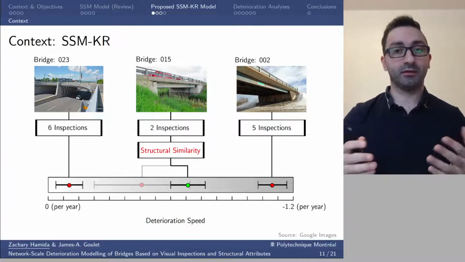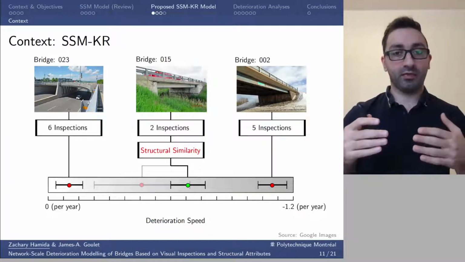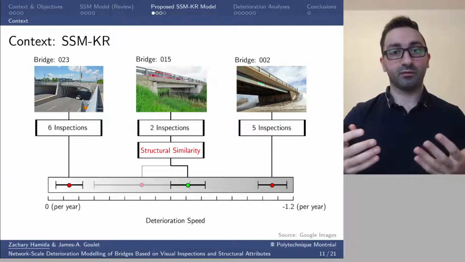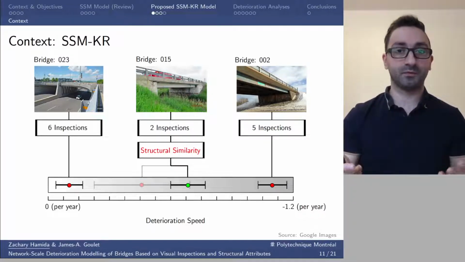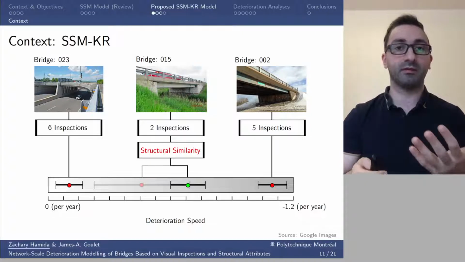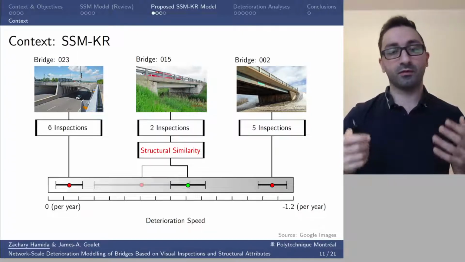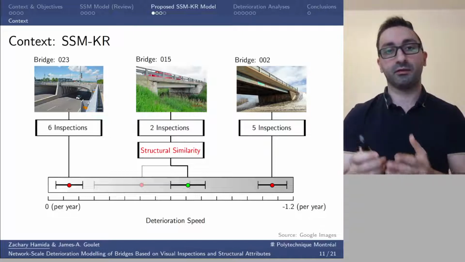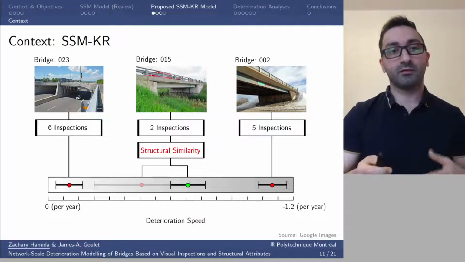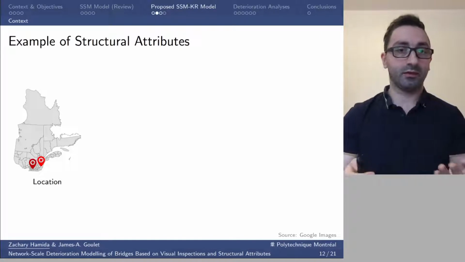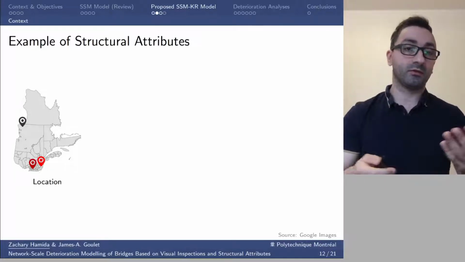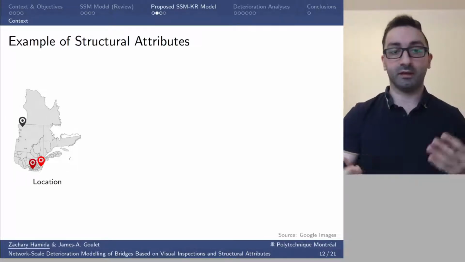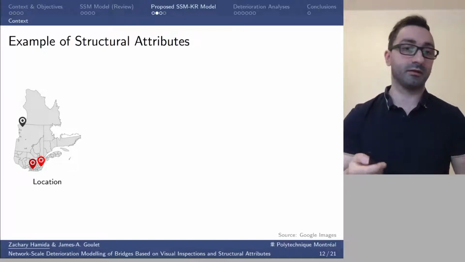So the idea is really to rely on the structural similarity, and the method that would allow us to rely on that similarity is the KR approach, or kernel regression. That's why the name of the model is SSM-KR, which combines the state space models with the kernel regression. Now, the structural attributes could be the location. So bridges in the south are more similar to each other compared to bridges in the north, and they go under similar environmental factors.